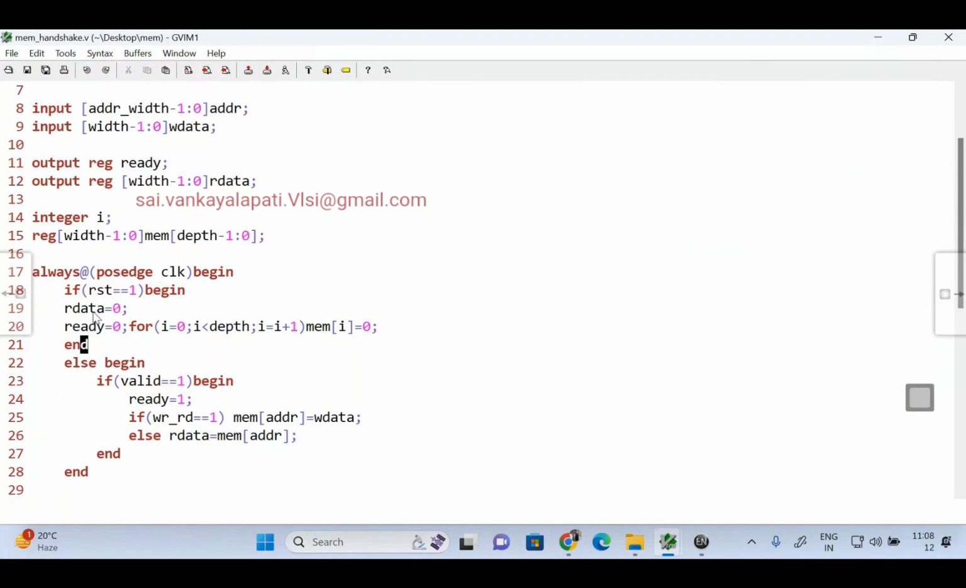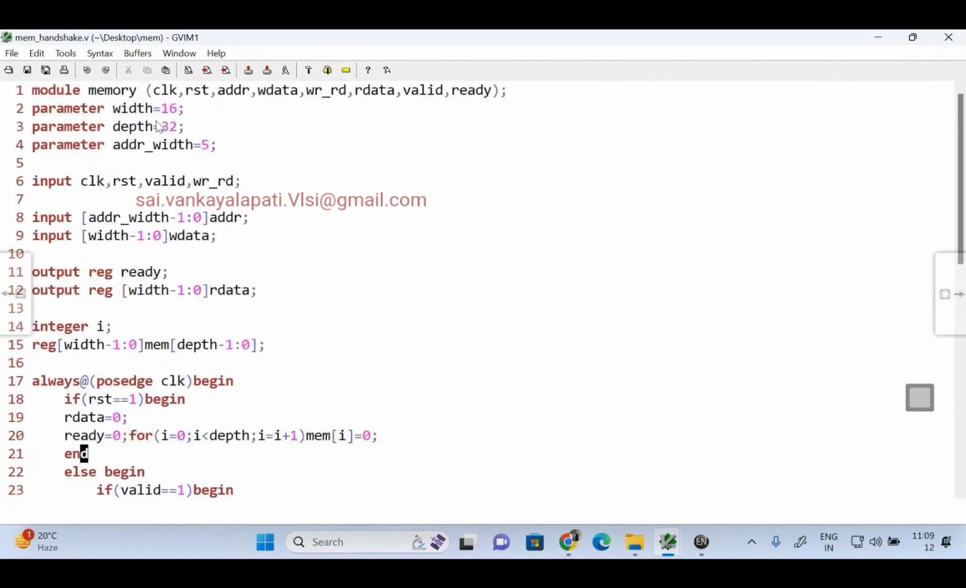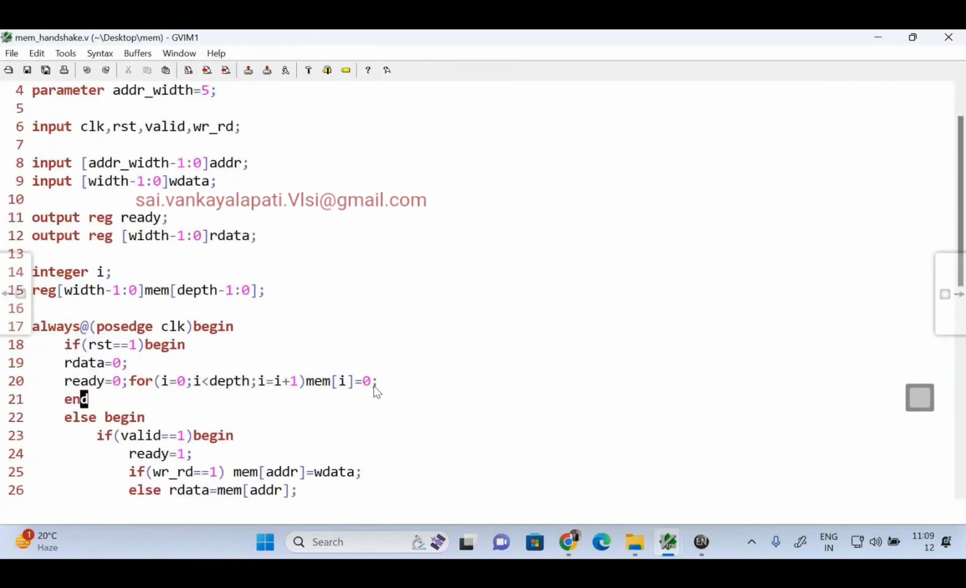Understand this. If reset is equal to 1, read data is equal to 0, then ready is also 0. When reset is equal to 1, all the memory locations I want to make 0. So this memory location of I that I am taking, memory of 0, memory of 1, and so on up to memory of depth minus 1. What is the depth for this? Here depth is 32, width is 16, therefore address width is 5. For all the memory we are assigning 0 when reset is equal to 1.